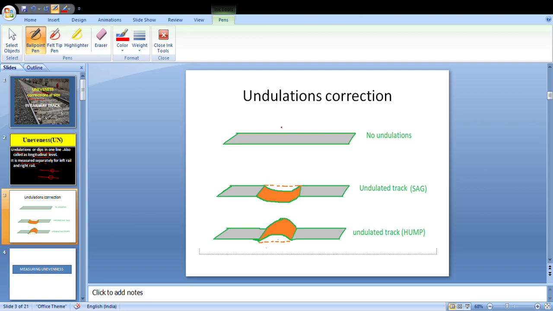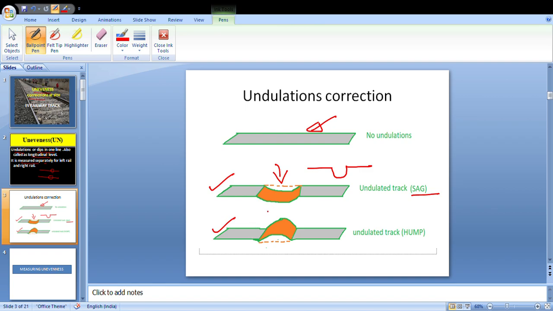See, this figure has no undulations, no unevenness. It is a straight track, a uniform track. But if you see this picture, you have some dips here. So the track has gone down like this. This is called an undulated track, undulation or sag.